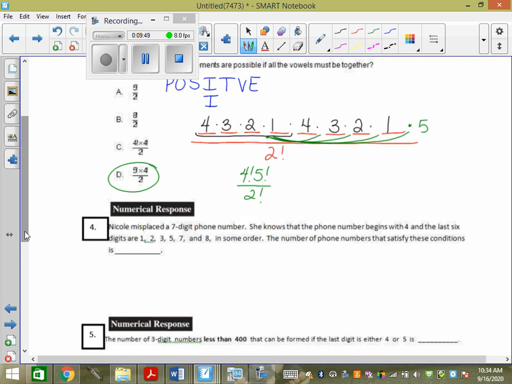Nicole misplaced a 7-digit phone number. She knows the number begins with a 4 and the last 6 digits are 1, 2, 3, 5, 7, and 8 in some order. The number of phone numbers that satisfy these conditions. So she has 6 numbers in any order. So this is 1. Then I could have any of the 6, correct? Then I have to hold 1 there. Then it's 5, 4, 3, 2, 1. 720.